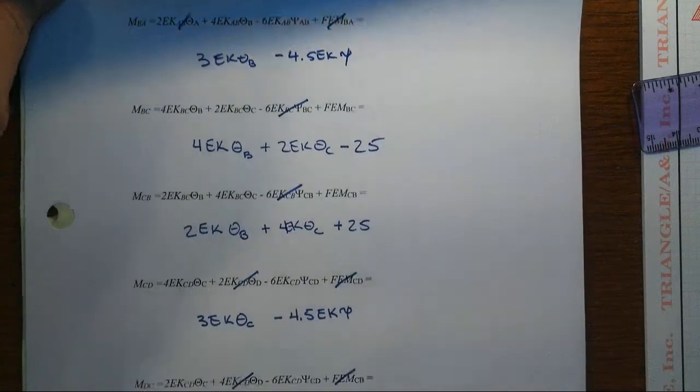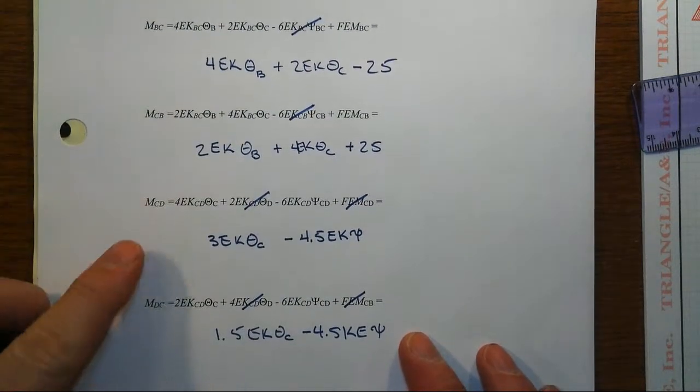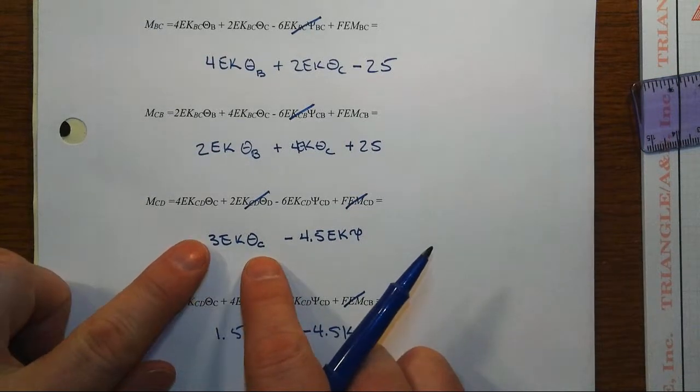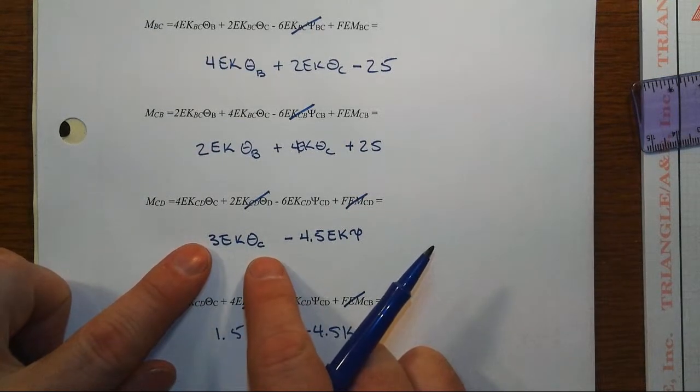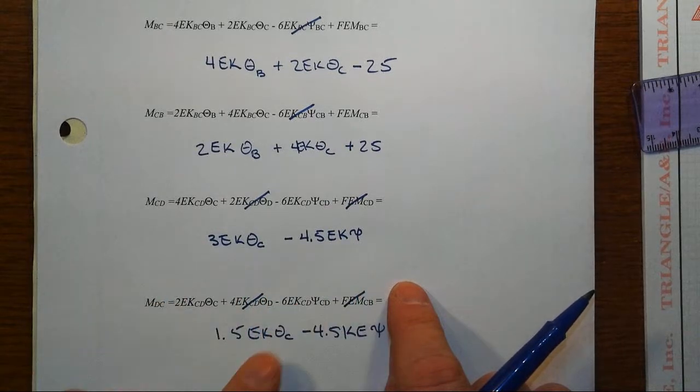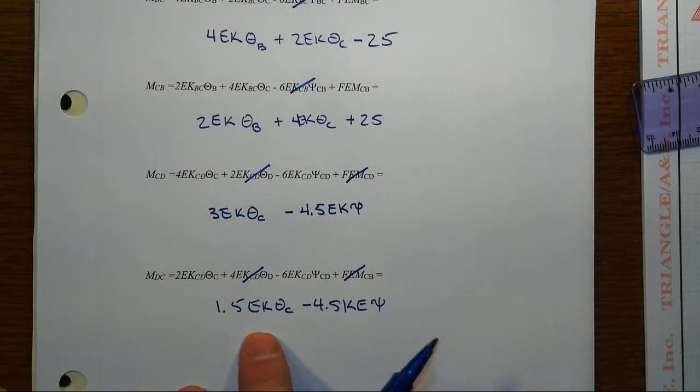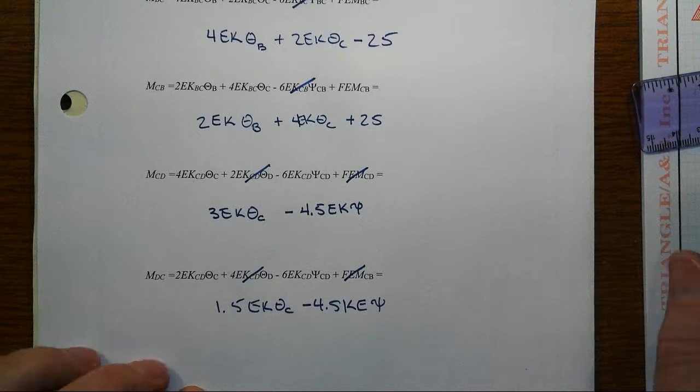Now the other column is essentially identical to the first. At the top end we get the bigger coefficient that goes with that unknown rotation. We have the chord rotation term, and then at the bottom of the column we have the 1.5, and then again the same chord rotation term.